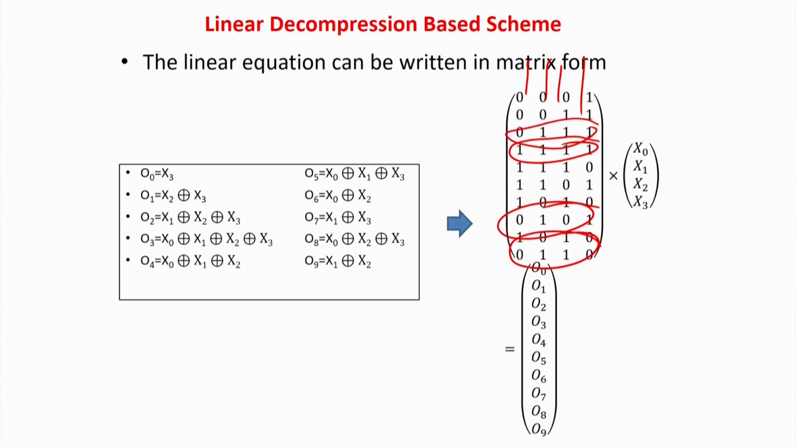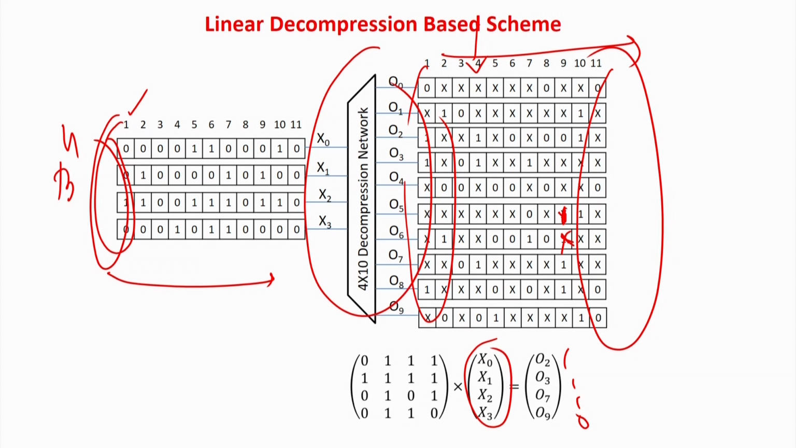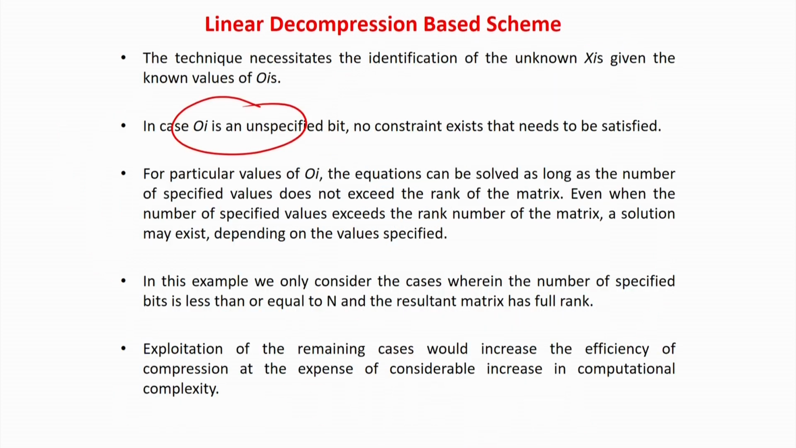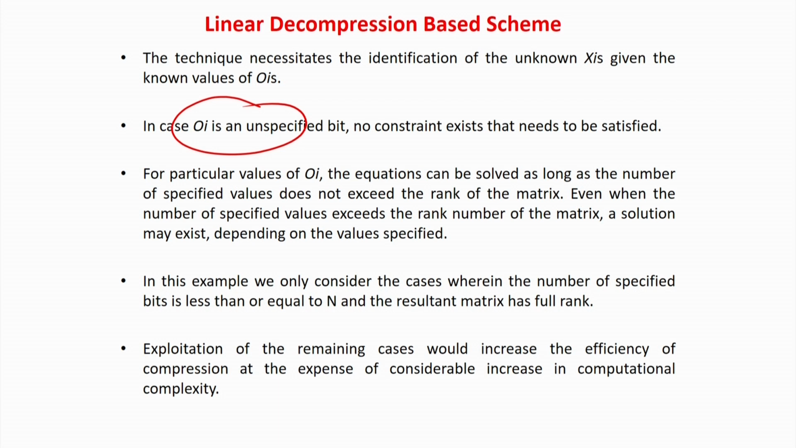Therefore, this is a full rank matrix, and I have only 4 over here. So basically I will always be able to find a solution which will generate this. But this is not very optimized. So you can even increase the number of specified values. But still, whether I can get a solution with 4 inputs, that may not be guaranteed. That will depend on the outputs, because in that case the number of specified values will be more than the rank of the matrix. In this example we consider only the case where the number of specified bits is less than or equal to n and the matrix has full rank. So basically we have considered the specified bits to be only 4, and the matrix has full rank. So in this case it was satisfiable. But exploration of the remaining cases is a complex problem and we are not dealing with it.